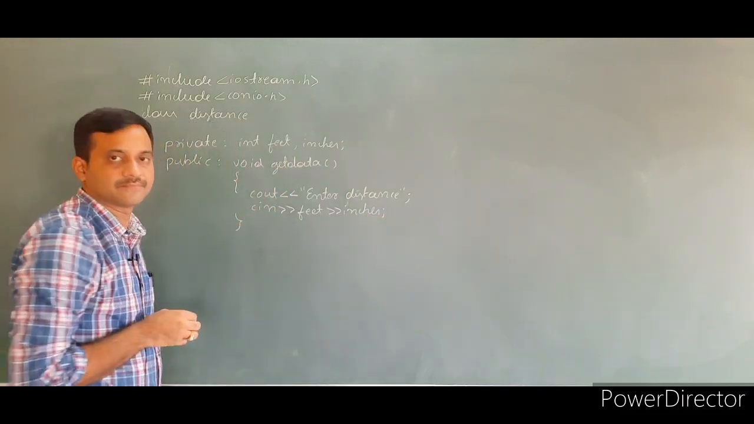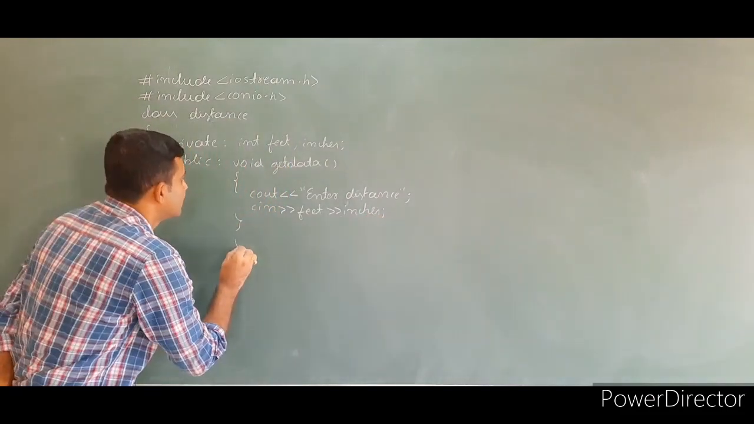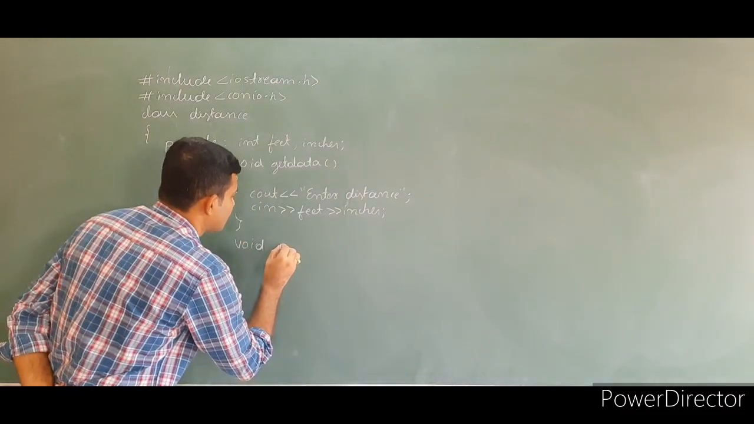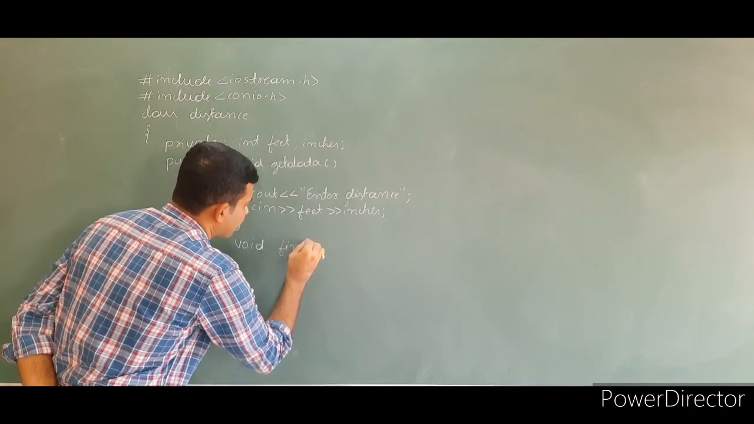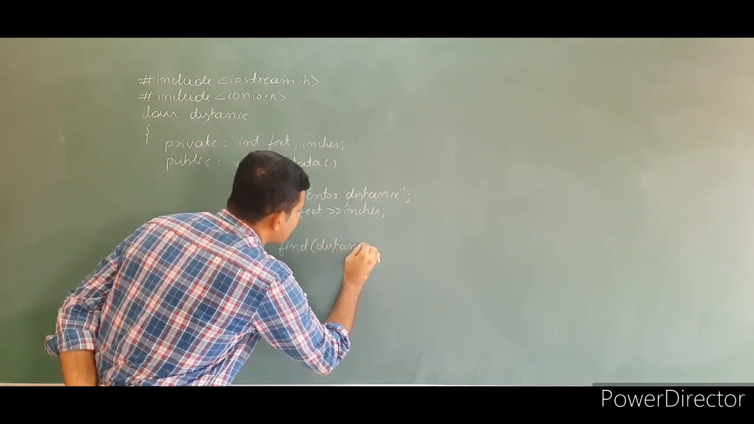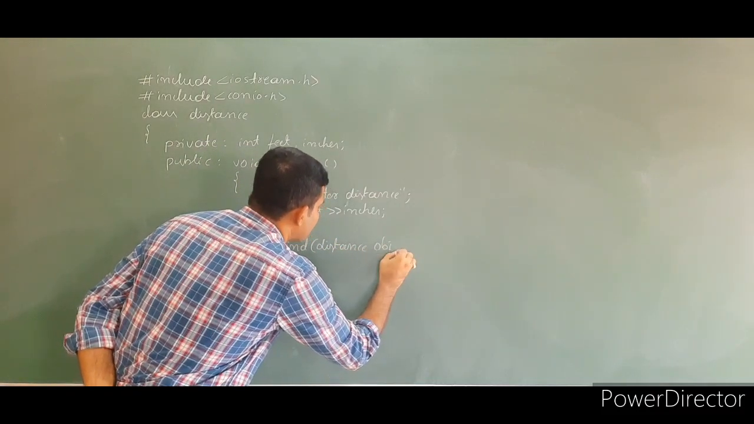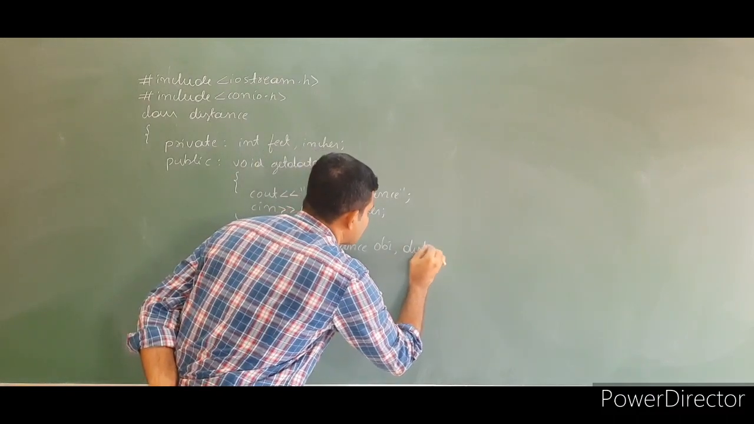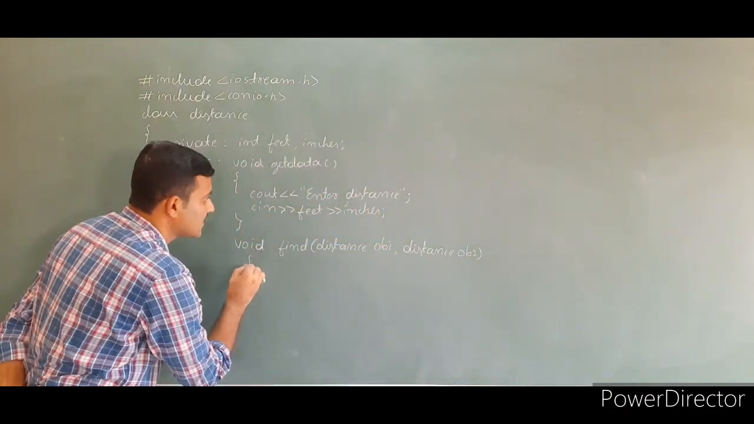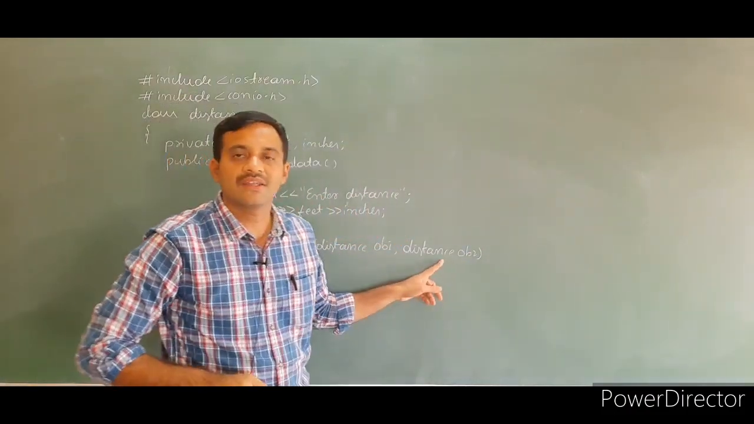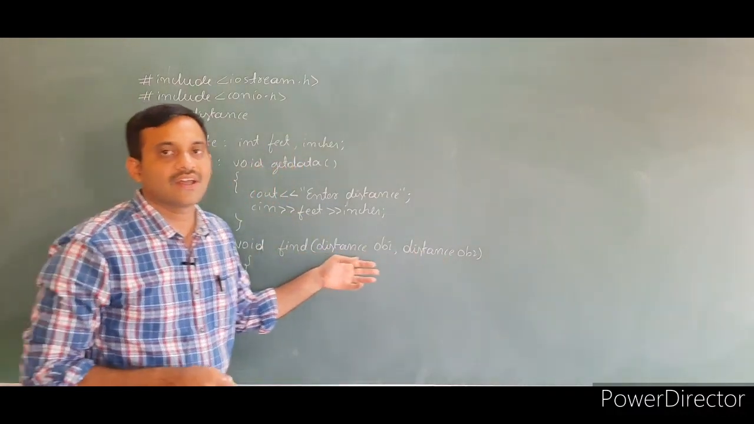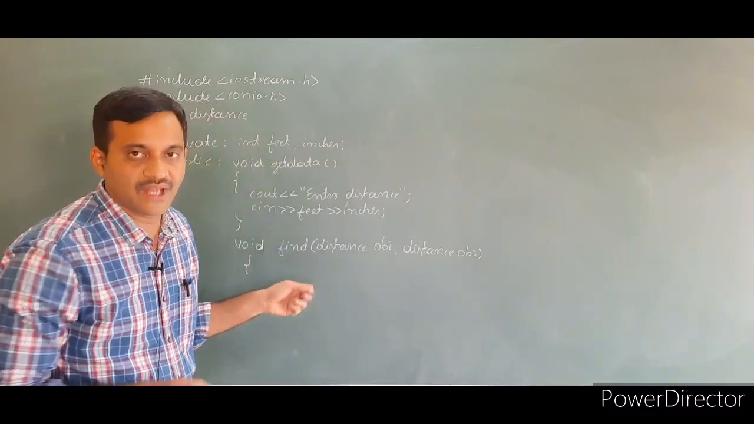Close the get data. After that, void find. Here we use the objects distance ob1 comma distance ob2. Here distance ob1 and distance ob2 are the arguments. These are the arguments present in the function header. Here the arguments use the call by reference method.